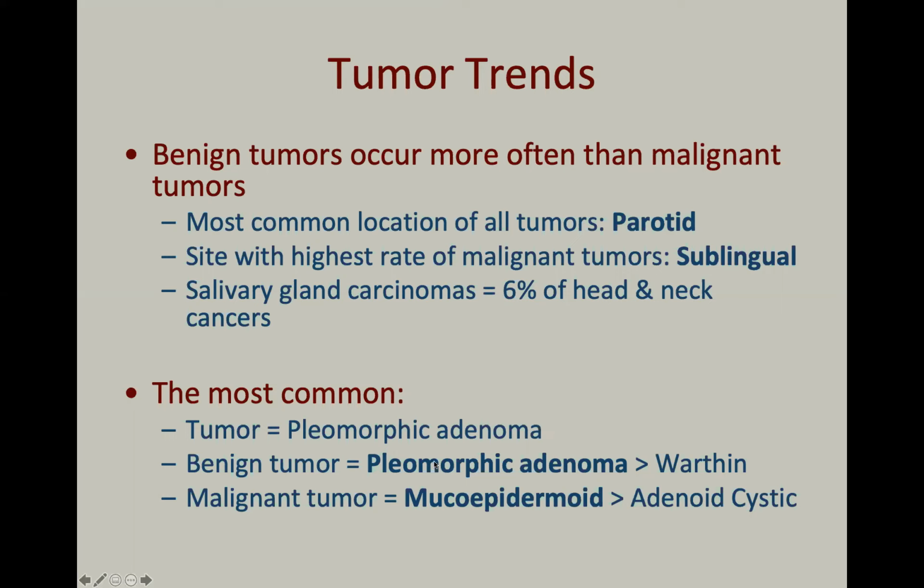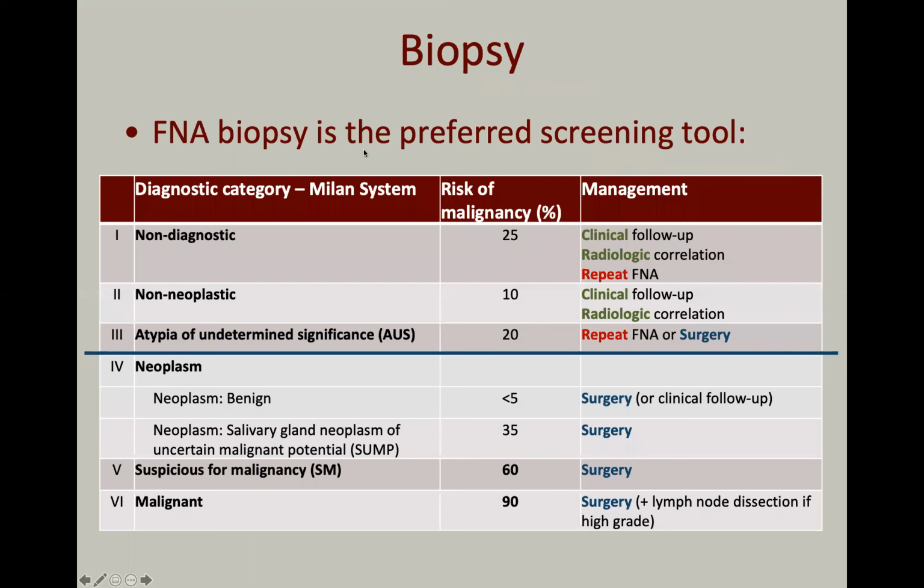The most common tumor that we will see is the pleomorphic adenoma, which is benign. Therefore, the most common benign tumor is also pleomorphic adenoma, followed by Warthin. The most common malignant is mucoepidermoid, followed by adenoid cystic, and we'll talk about all of those. Biopsy, of course, is the preferred method for screening, and not really core biopsy as much as a fine needle aspiration biopsy from our cytologists.